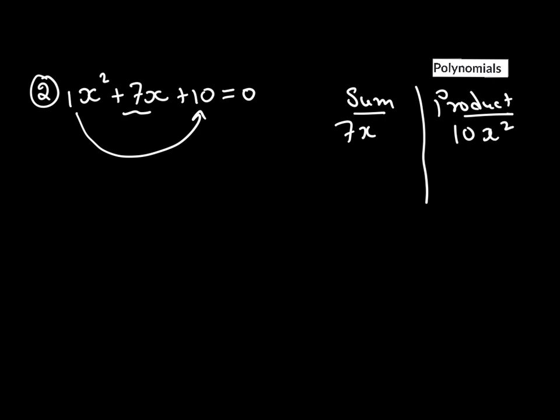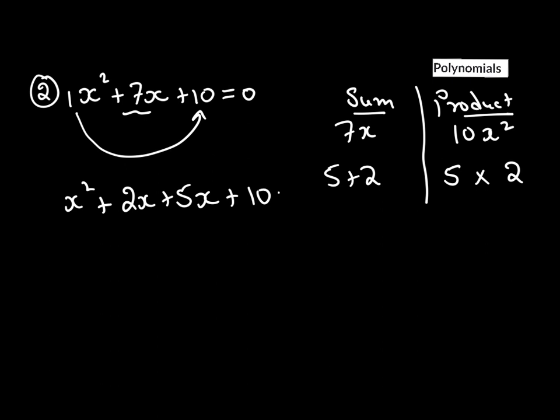Now think of two numbers. If you multiply, you get 10. If you add, you get 7. So obviously it's 5 and 2. So 5 plus 2 will give us 7 and 5 times 2 is going to give us 10. Now we can split the middle term 7x as 2x and 5x. So let's see this. x squared plus 7x can be written as x squared plus 2x plus 5x plus 10.